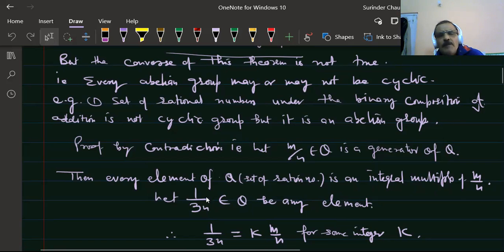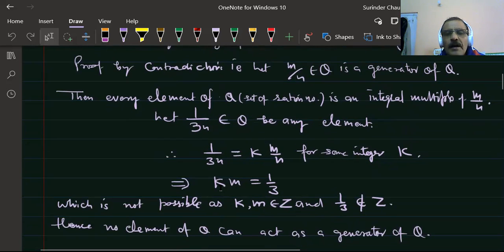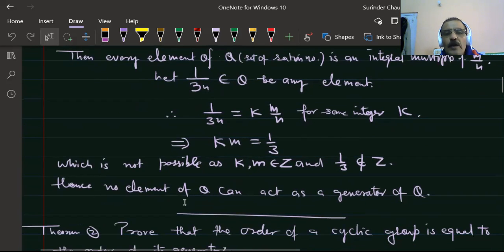We can have many examples, but I'm taking 1 by 3n, which belongs to Q. If Q is cyclic, then 1 by 3n can be written as k times m by n for some integer k. Now cancel out n from both sides and simplify. From this we get k into m equal to 1 by 3. But k and m are both integers, so their product can't be a fraction. Hence, no element of Q can be expressed as an integral multiple of m by n.